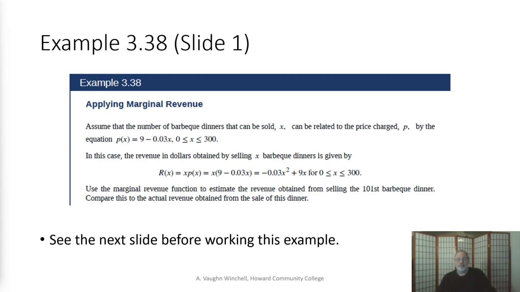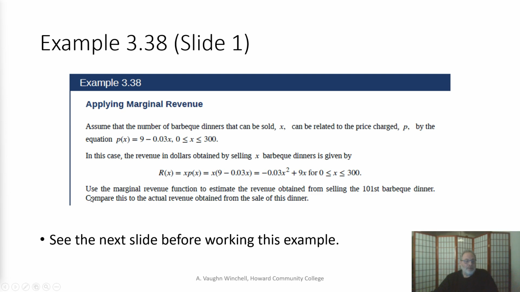Let's look at an example. This example comes out of that online textbook. It says, assume that the number of barbecue dinners that can be sold, X of them, can be related to the price charged P by the equation P of X is 9 minus 0.03X, where X is between 0 and 300 inclusive. So what they're saying here is if you want to sell X number of dinners, you should price them at P.